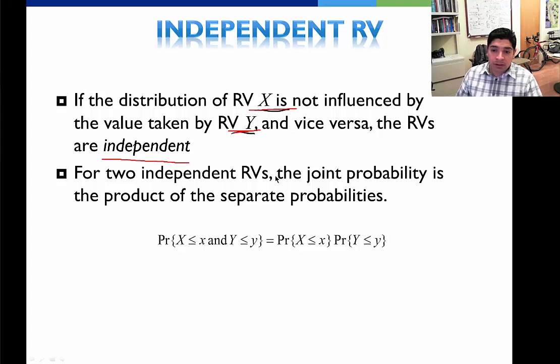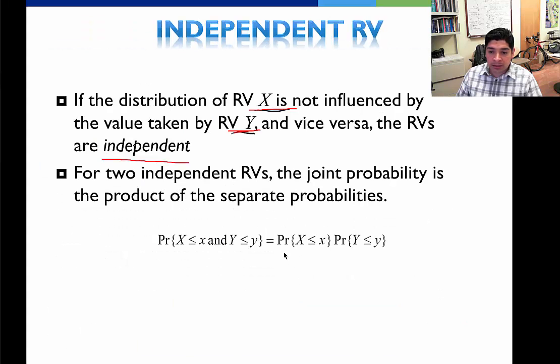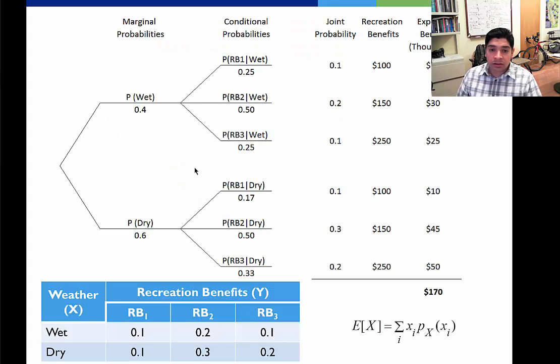Why? Because if these two are independent, then these joint probabilities can be obtained by multiplying the marginal times the conditional. If they are independent, you can multiply the marginal times the conditional, and you're going to get the joint distributions. So now, the following one that I'm going to talk about is the marginal distributions, which is this.